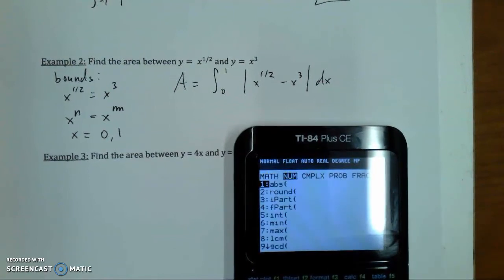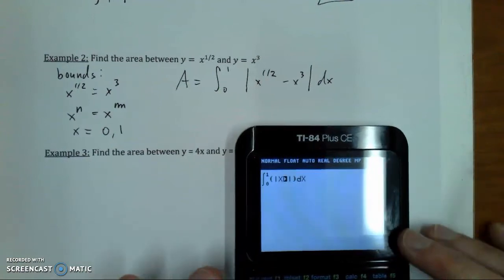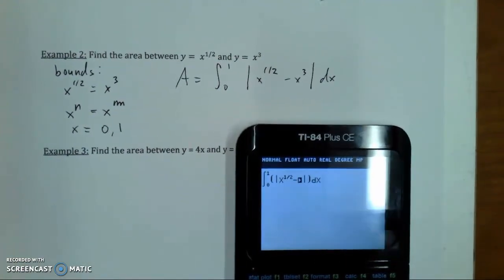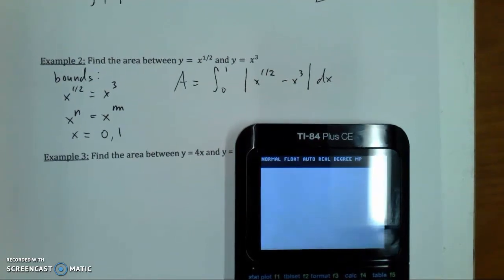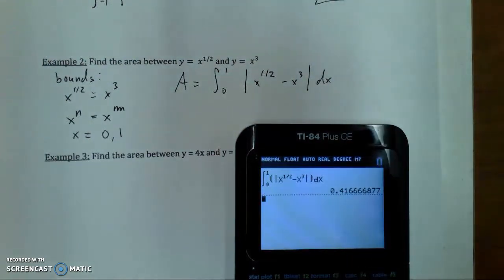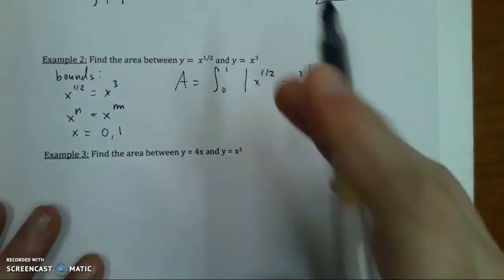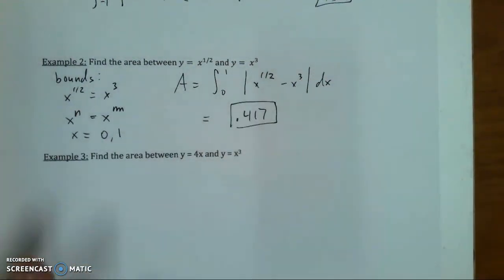So again, that's in Math. And then I go to num. There we go. Now let's type in x to the 1/2 power minus x cubed. There we go. Now it looks correct. Again, definitely double check. It is easy to mistype these. And now this one, it's a little bit messy, but we do get approximately 0.417. Again, for this class, we are going to be totally fine with leaving our answers as decimals.